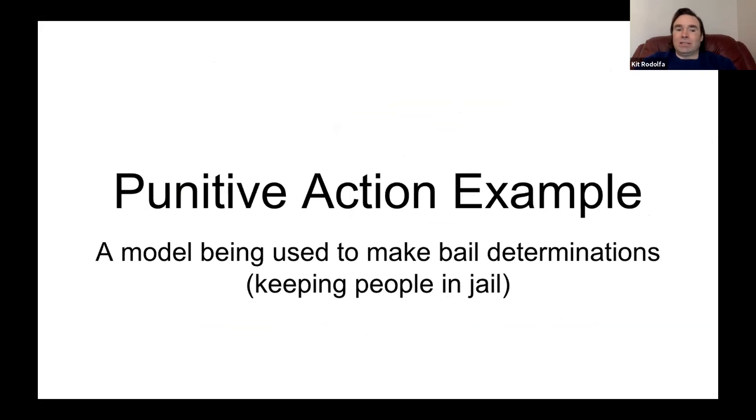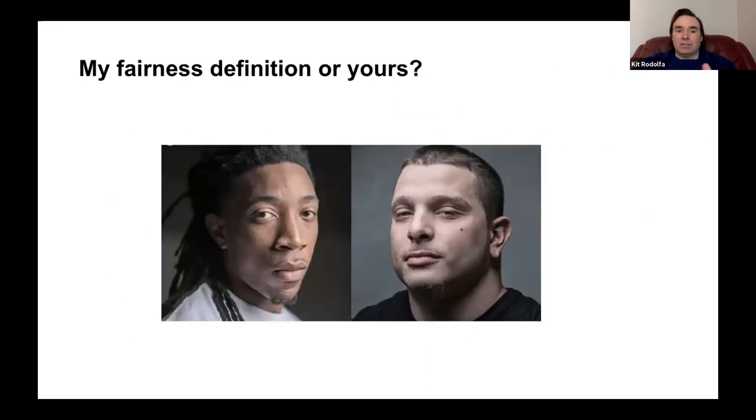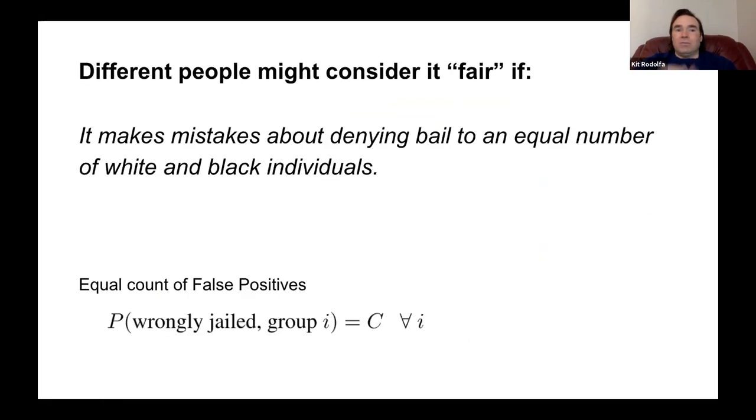So again, sticking with that bail determination example from COMPAS, just because it's so widely used in this literature, let's walk through how this might play out in practice. Different people might think of a system that's being used to make decisions about denying bail as fair based on different metrics out of that confusion matrix. So you might say, if the system makes mistakes about denying bail for an equal number of Black and white individuals, then we might consider the system fair.